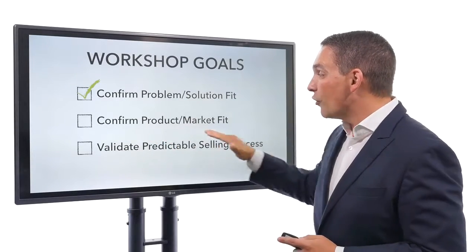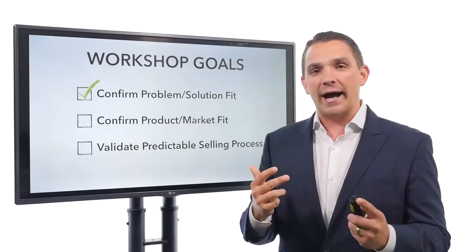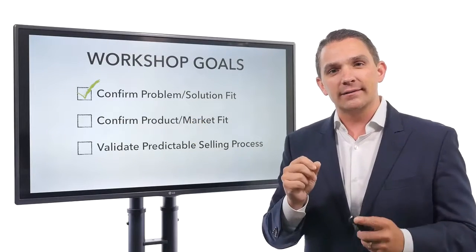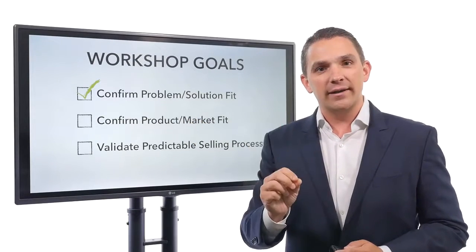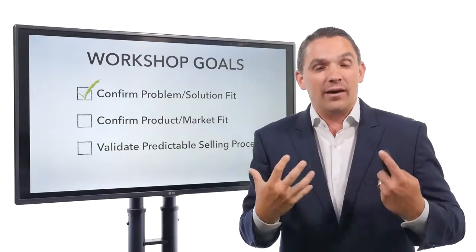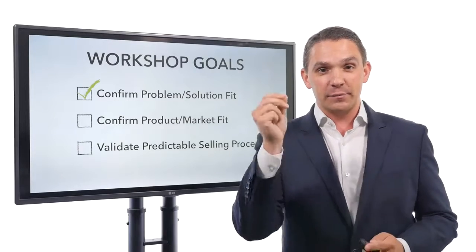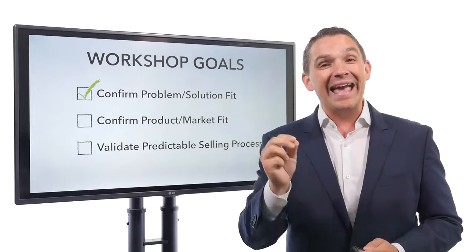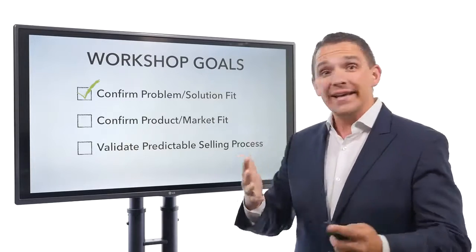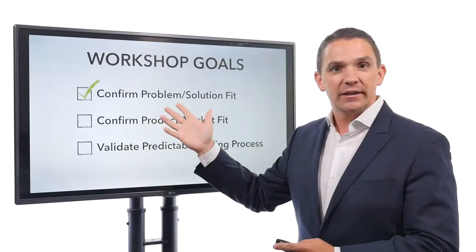So when we're confirming product market fit, we're no longer asking the question of, is there a real problem and do we have the solution? We've already answered that question. We're now getting to the question of, does the market want us to solve their problem in the way that we want to solve it for them? The specific mechanism and the specific positioning. This includes price point.